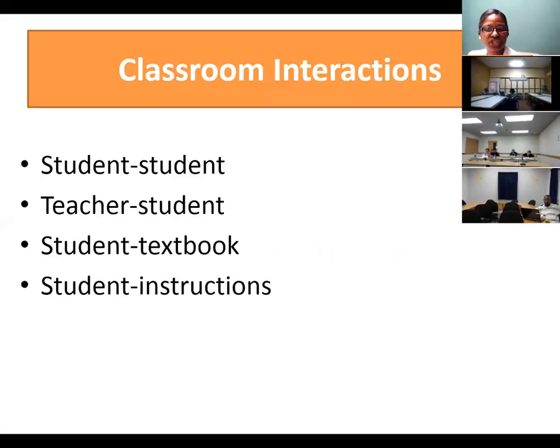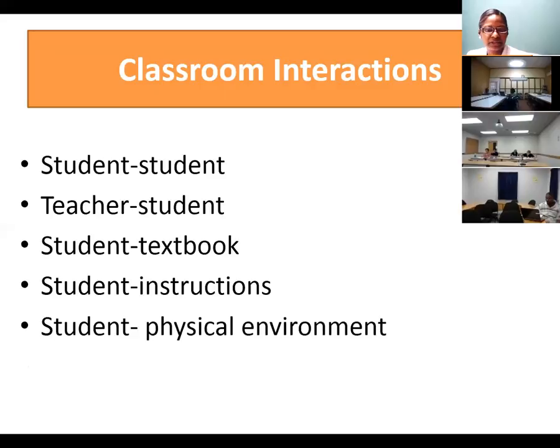Student and instructions given, that's another classroom interaction. Because I don't know about you, but when we give instructions, sometimes students don't follow. Why is it that they're not following? Is it that they don't hear, they don't understand, they're not ready, they're not prepared? And finally, the student and the physical environment. So these are 5 basic ways or 5 basic interactions that can occur in our classrooms.